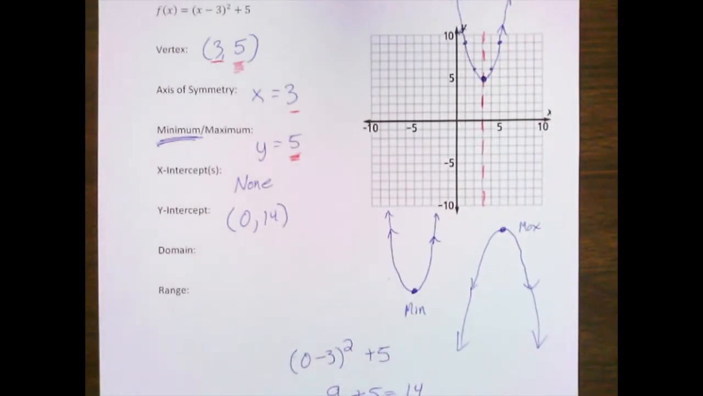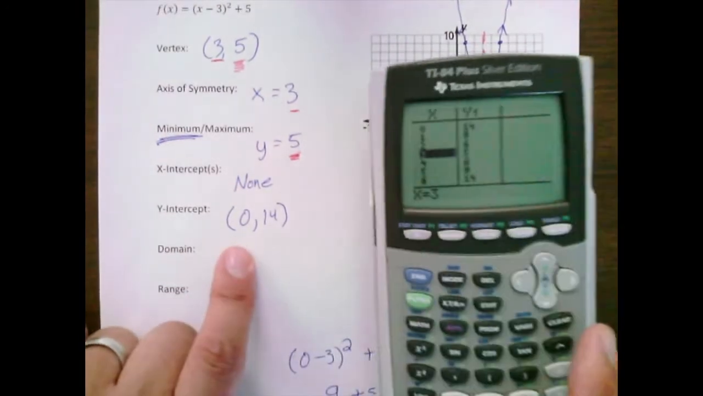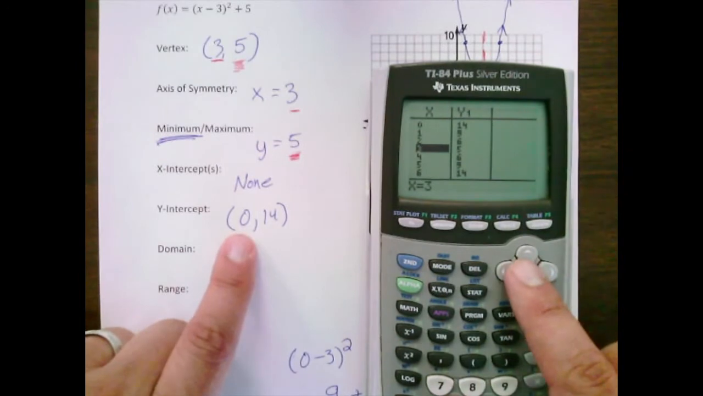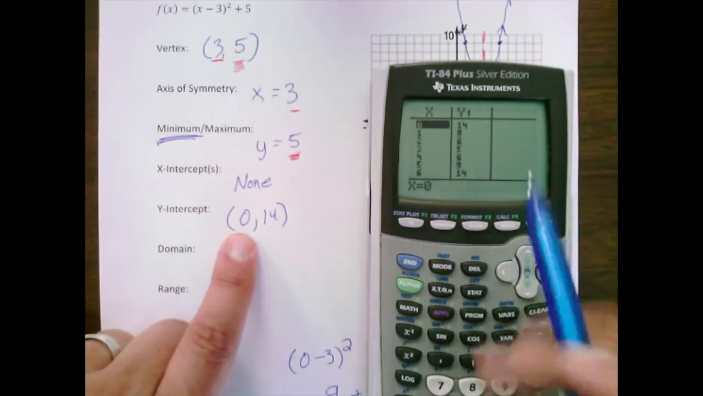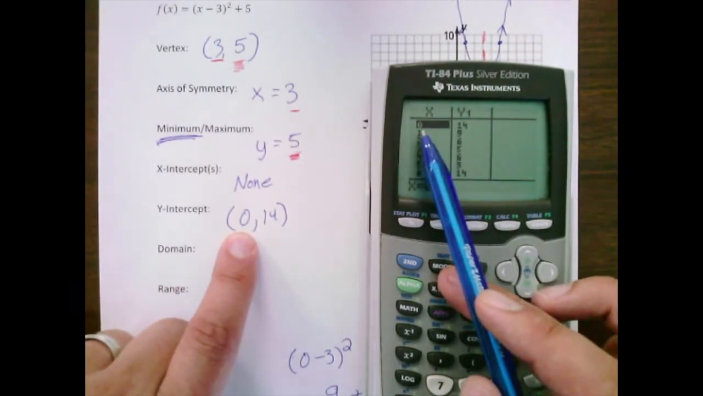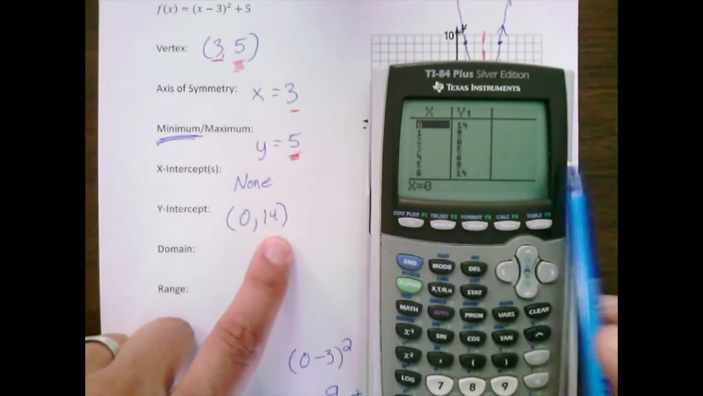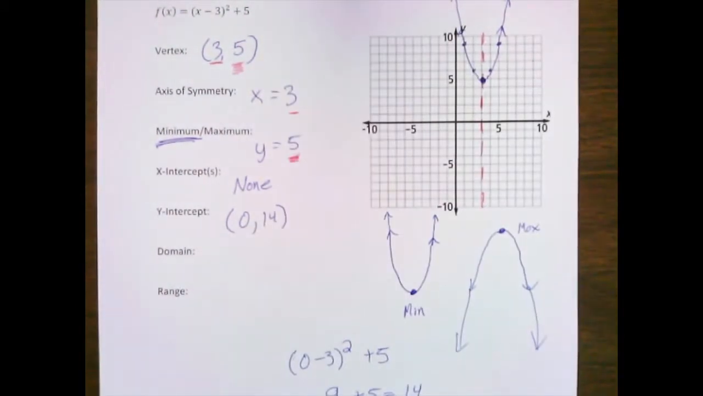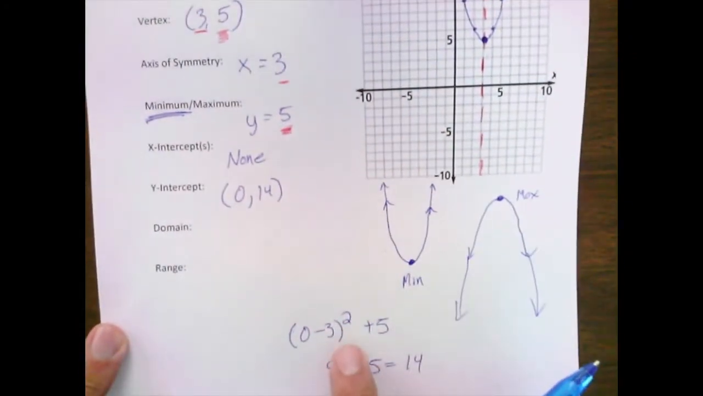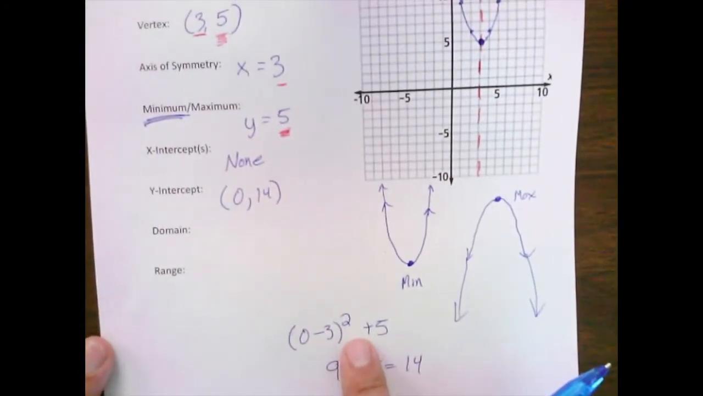A little bit easier way to see that is the calculator. The table part of the calculator can help you there too. You know x is going to be 0. Well, it will tell you what's happening with y. When x is 0, y is 14, which is exactly what we got. So you could look at it graphically, you could calculate it by plugging and chugging, or just use the calculator.